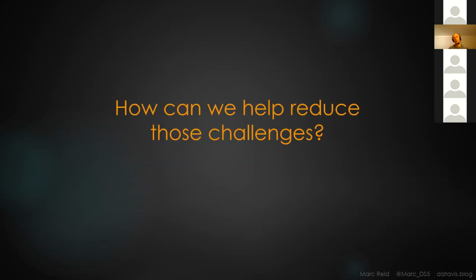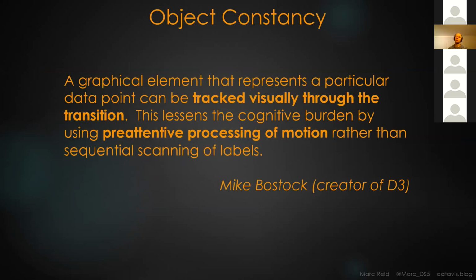So what can we do to help reduce those challenges? Well, one of the things we can do is use something called object constancy. And this is described by Mike Bostock, who's the creator of D3, as when a graphical element that represents a particular data point can be tracked visually through the transition. And this lessens the cognitive burden by using pre-attentive processing of motion rather than sequential scanning of labels.